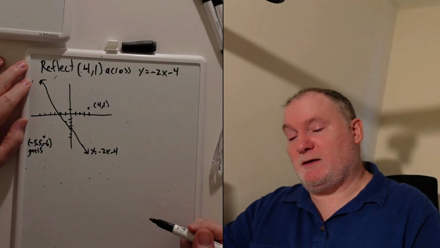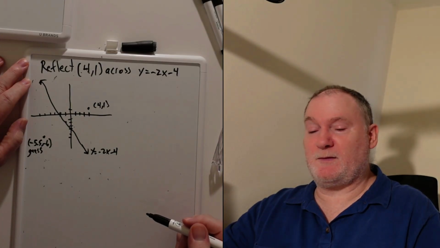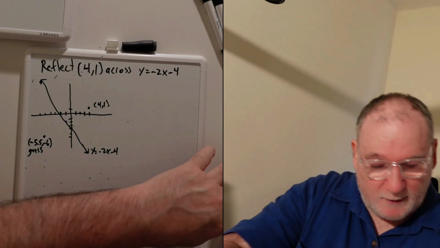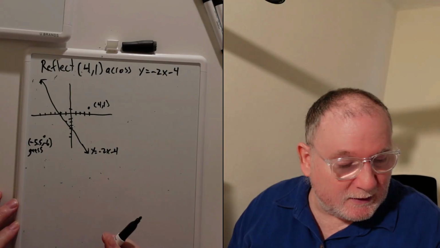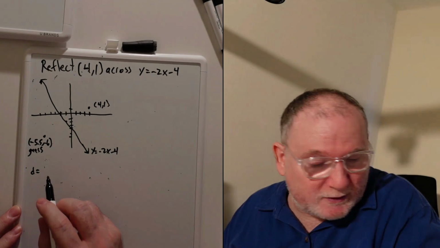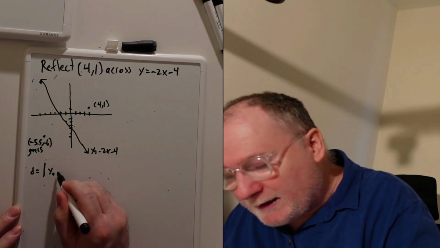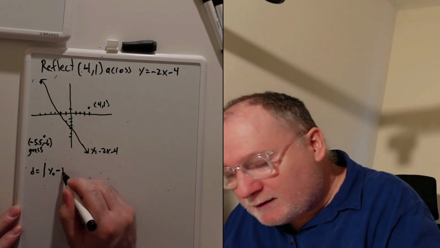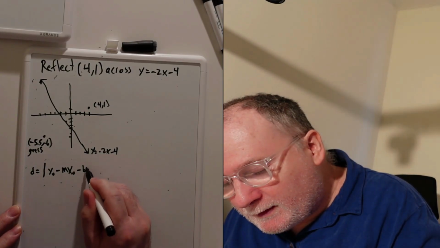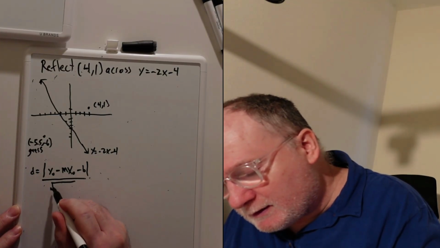All right, what we would like to do is I have a formula here, and it is the distance between a point and a line using the slope form. d is equal to the magnitude of y naught minus m x naught minus b, all over the square root of m squared plus 1.